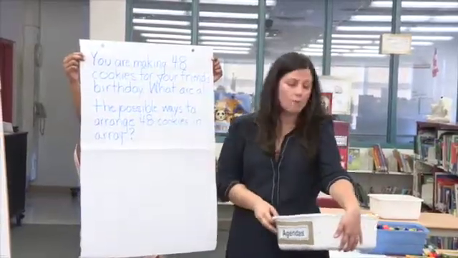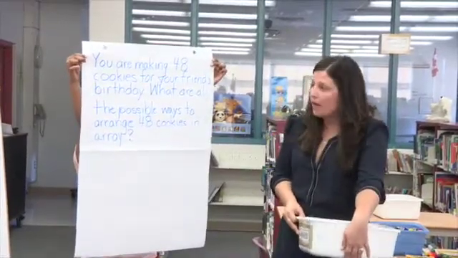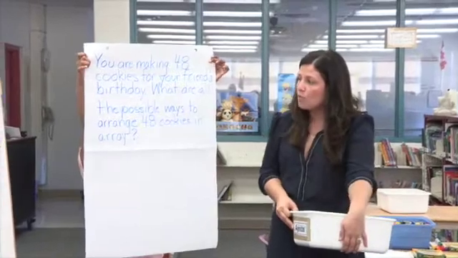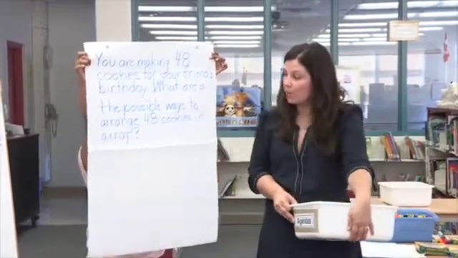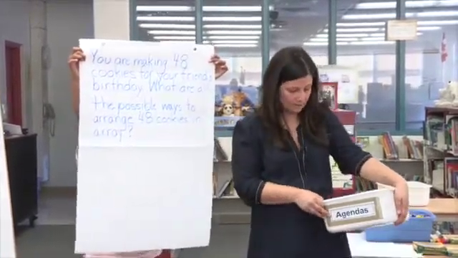You are making 48 cookies for your friend's birthday. What are all the possible ways to arrange 48 cookies in an array?